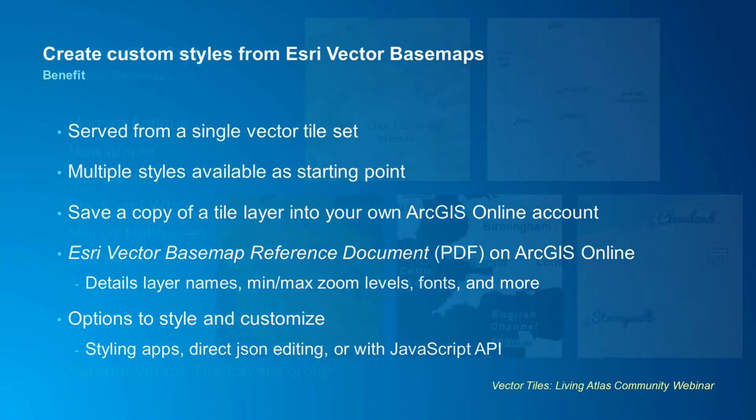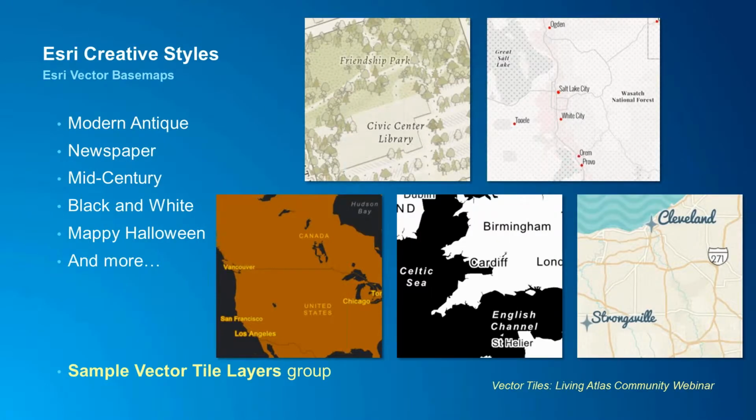Esri ourselves has done several creative styles. They're available on a sample vector tile layer group page. We have a modern antique map, a newspaper map, mid-century map, black and white map, and also this orange and black map that we call Mappy Halloween that was released in conjunction with a graveyard finder story map for the recent holiday. There's also a handful more on this sample tile layer group. I encourage you to check it out, as well as try it yourselves as to how you can customize our vector tile maps.